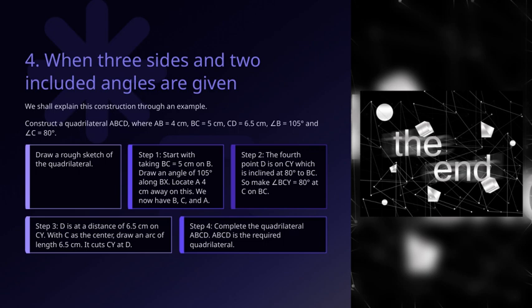Finally, in step 4, complete the quadrilateral ABCD by connecting D to A, forming the required shape. And there you have it, ABCD, the quadrilateral constructed based on 3 sides and 2 included angles. This method highlights how combining given lengths and angles allows us to accurately build complex shapes, which is a key part of understanding geometric construction techniques.